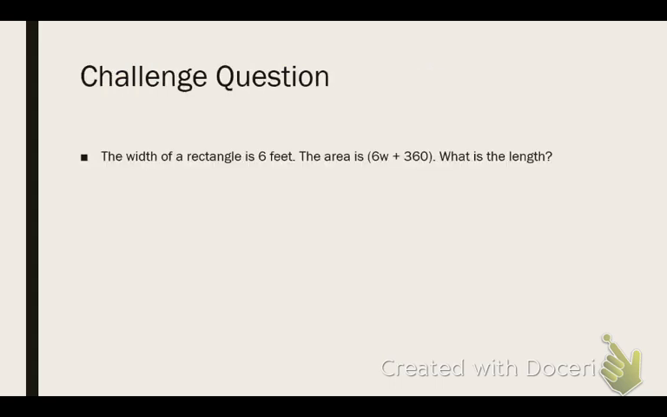Okay, so now let's look at it with some algebra. The width of a rectangle is 6 feet. The area is 6W plus 360.